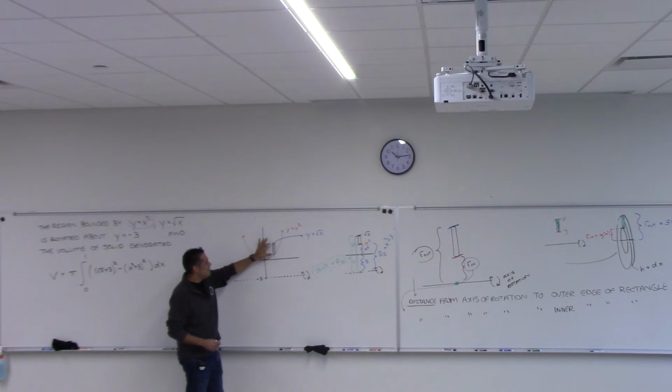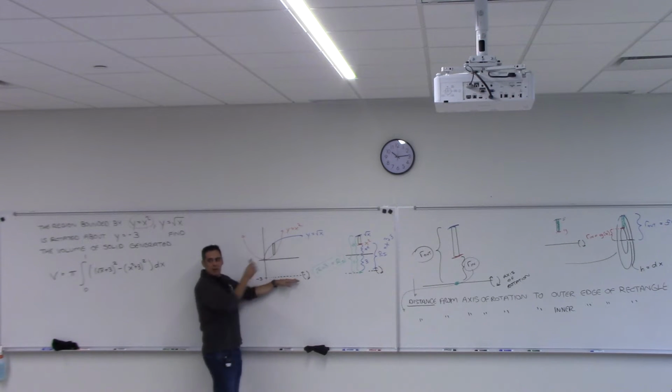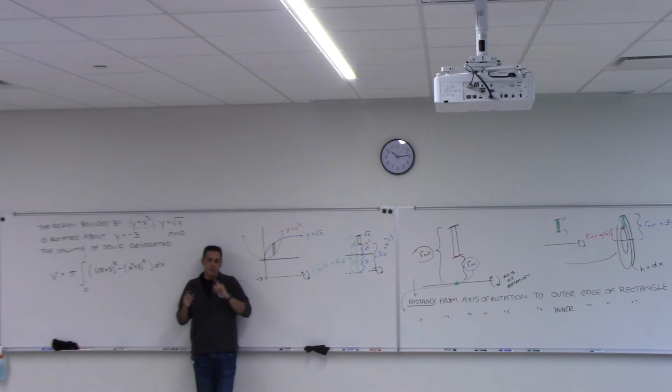I chose this vertical and not horizontal because my axis of rotation is perpendicular. Do you remember I said in the very beginning, I'm going to put something up here and it's not going to make a lot of sense? Whenever we have an axis of rotation in one direction, and our rectangle is vertical, we're going to use washers.